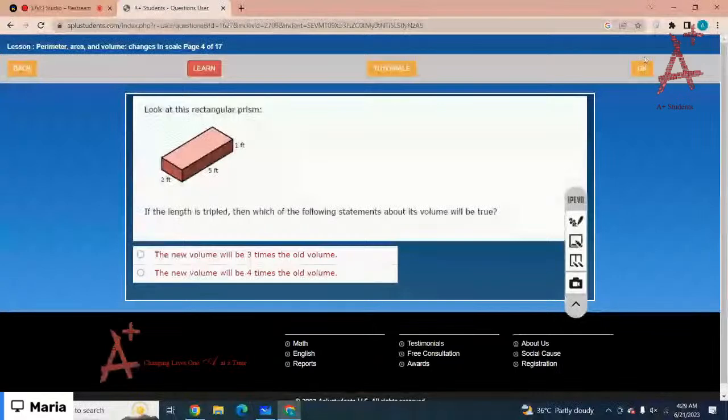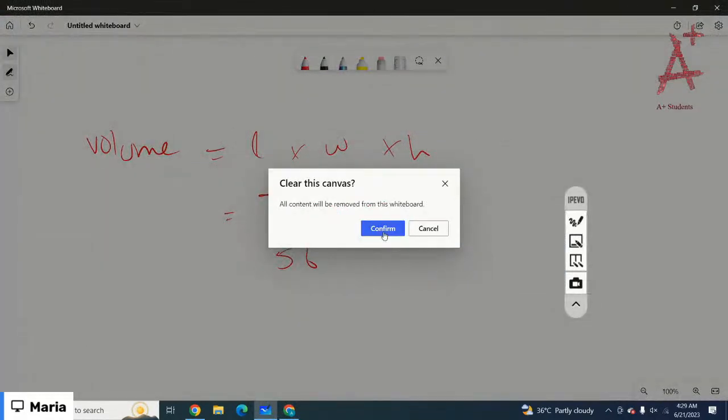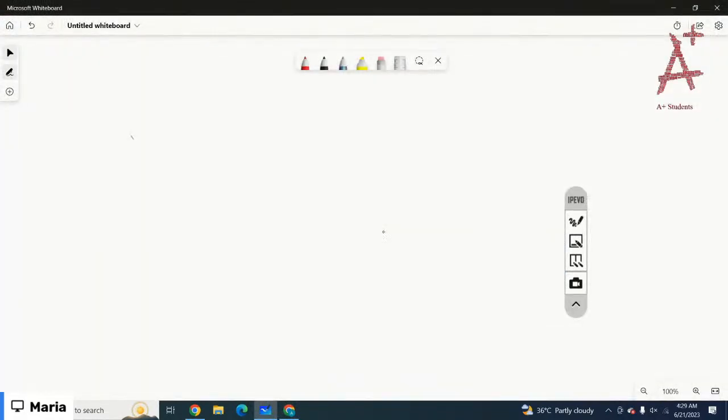What is this? Look at the rectangular prism. If the side lengths are tripled, then which of the following statements about the volume is true? Okay, whenever we have to calculate the volume of the rectangular prism, we have to do side times side times side. That would be S cubed. Now all the sides are tripled. The new volume would be 3s times 3s times 3s. Got it?